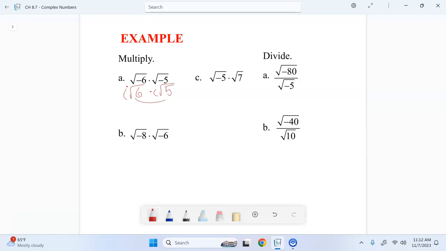What is the square root of 6 times the square root of 5? Square root of 30. And i times i? i squared. What does i squared equal? Negative 1. So it becomes the negative square root of 30.